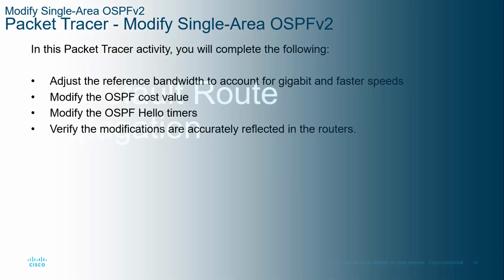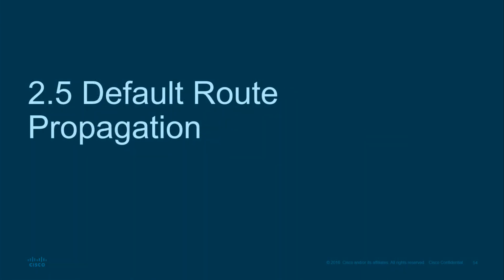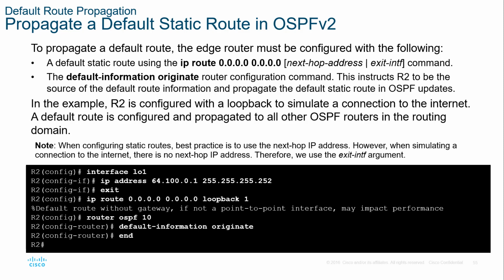So going on, we have section 2.5, the default route propagation. This is basically how to propagate a default route from one router to everyone else. So if we have a default route, for example, we set an ip route for 0.0.0.0 0.0.0.0, we send it out loopback 1. How do we propagate that route to everyone else?